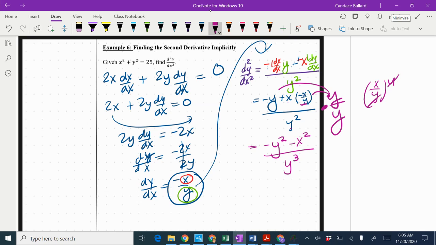Again, the one thing they might not like about this is the negative being in there, so they may factor that out and then reverse the order of the variables. They could say x squared plus y squared over y cubed. All three of those are actually correct answers.